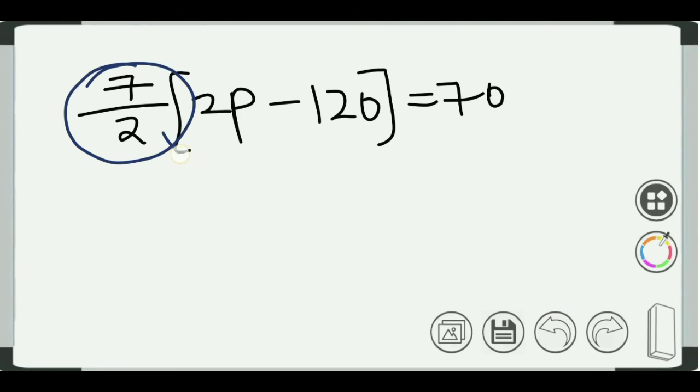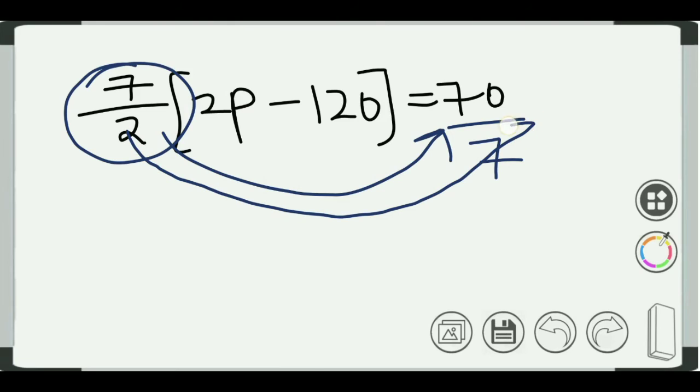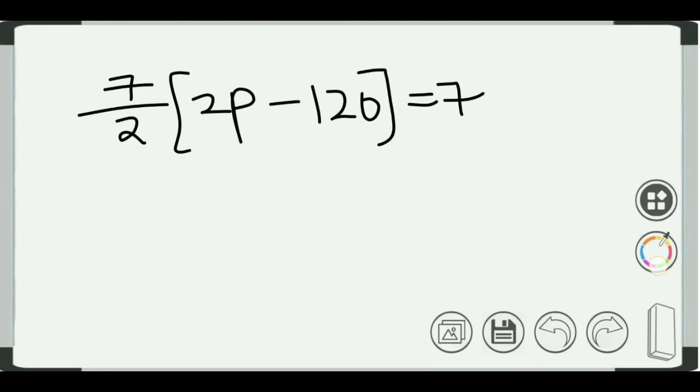Okay. So when I take this 7 this side, it will become divided by 7. When I take this 2 this side, this is divided by 2. When I take this, it will be into 2. Right. So I am taking this 7. When I take 7 by 2 this side, what is remaining?